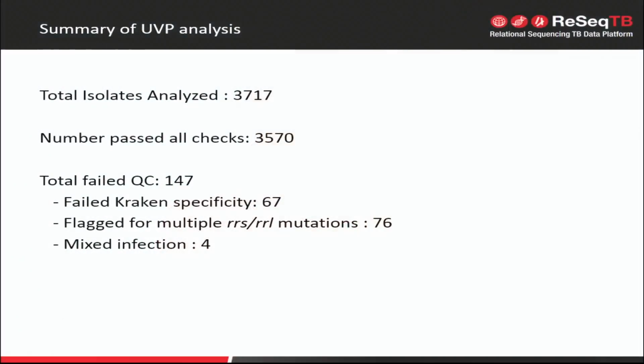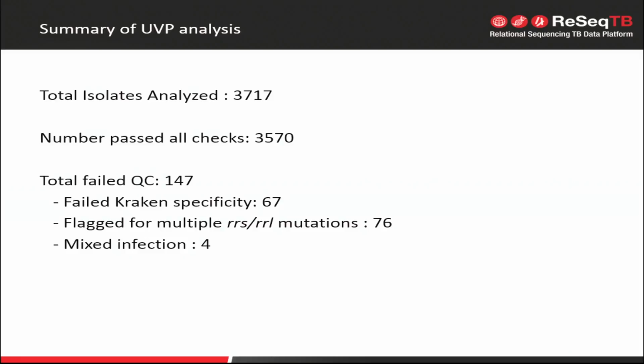So what have we done up to this point? So far, we've analyzed over 3,700 strains. Basically, 3,570 have passed all of the QC filters and generated the VCFs, which have been mapped to the ReeSeq TB platform. We had 147 that have failed at one stage or another throughout the process at the QC level. Many of these were due to Kraken specificity. So within the reads, they were contaminated with something else. We can go back and look at those and see if we can clean them up and actually salvage that data.